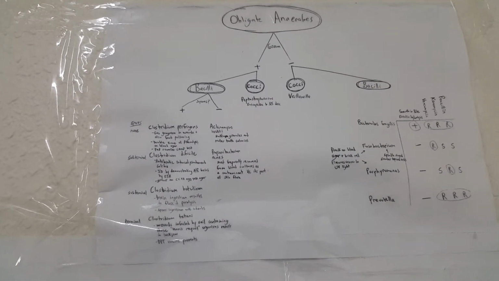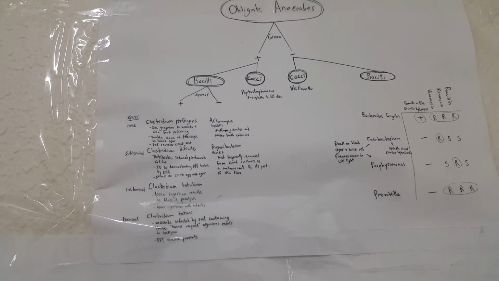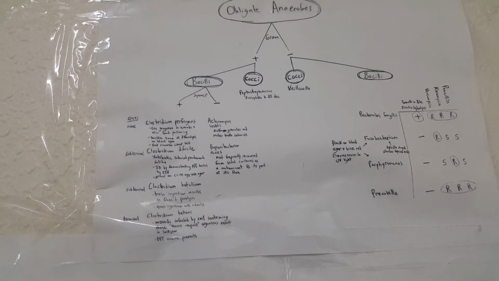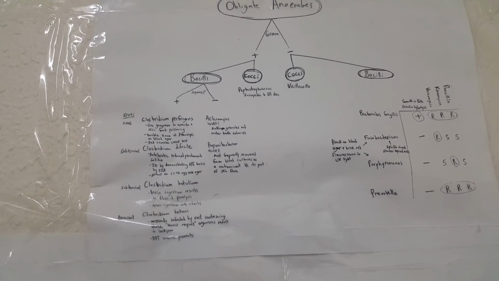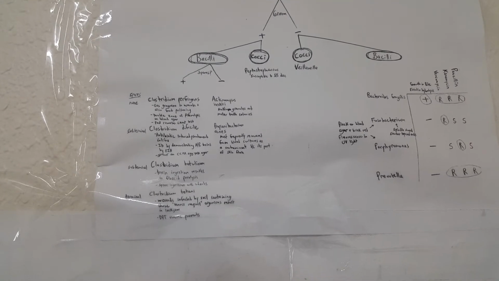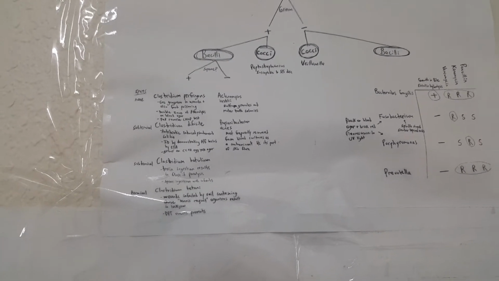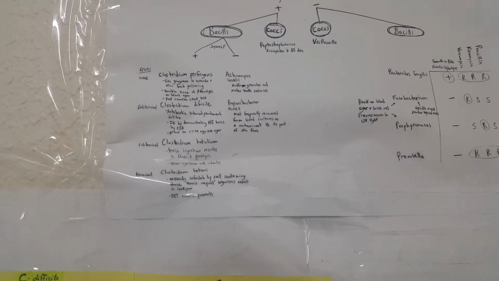Obligate anaerobe. Obligate anaerobes are further divided into two: gram-positive bacilli and gram-positive cocci. In gram-positive, further two divisions are there. One is spore-forming, that is Clostridium species, and the other is non-spore-forming, that is Actinomycetes, Propionibacterium acnes.